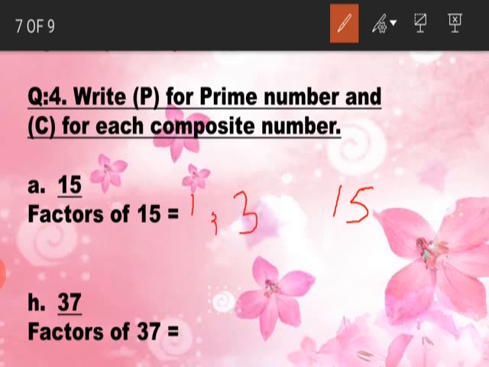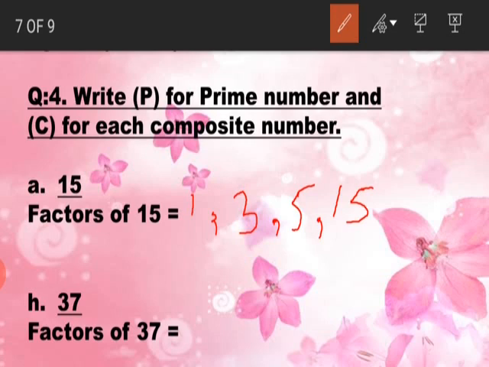Now after 3 we have 4. Is 15 a multiple of 4? No. 15 is not a multiple of 4. So we can say that 4 is not a factor of 15. After 4 we have 5. Is 15 a multiple of 5? Yes. 5 3s are 15. So class, we can say that 5 is a factor of 15. We will write here 5.